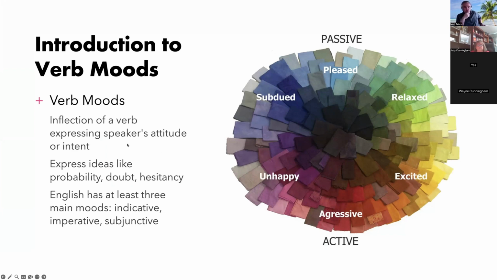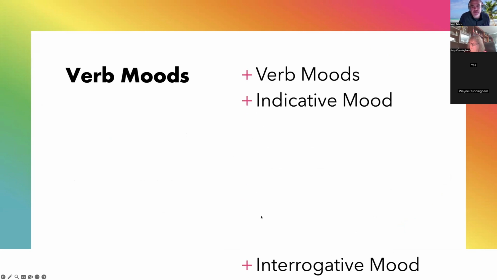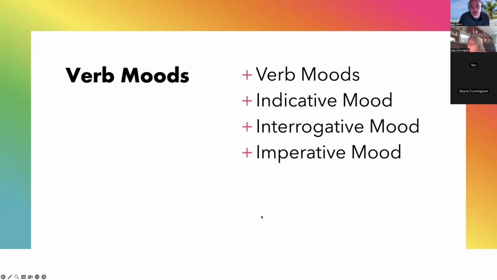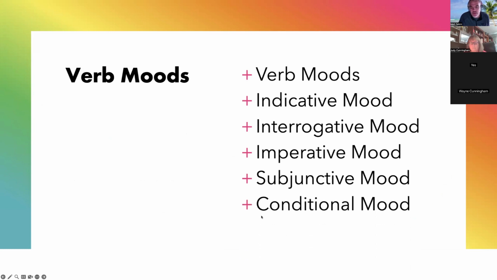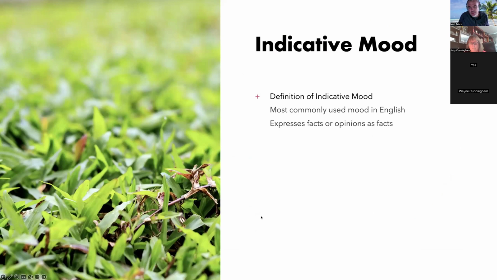So verb moods. A verb mood expresses the speaker's attitude. It expresses ideas like probability, doubt, hesitancy. There are at least three main moods: indicative, imperative, and subjunctive. All right. So we have the indicative mood, the interrogative mood, the imperative mood, the subjunctive mood, and the conditional mood. So, indicative mood. It's the most commonly used mood in English and expresses opinions or facts, right?